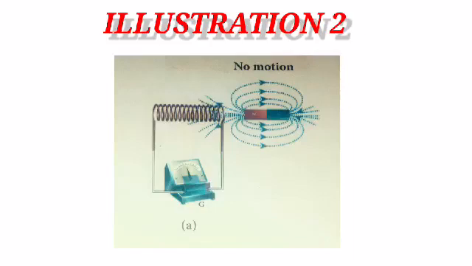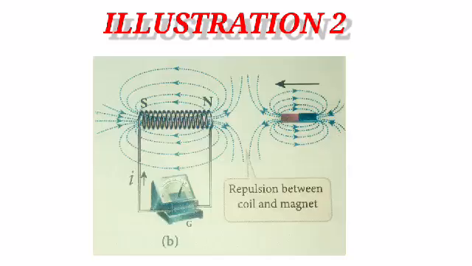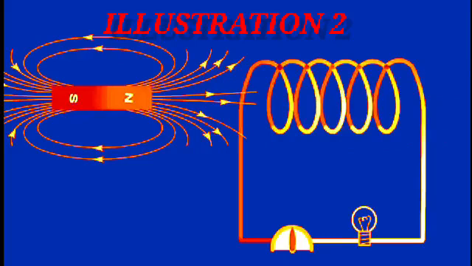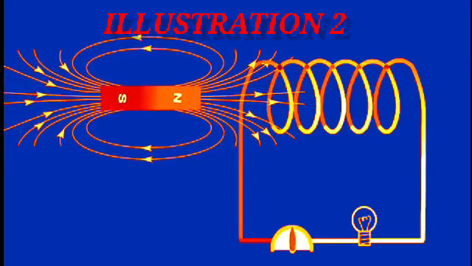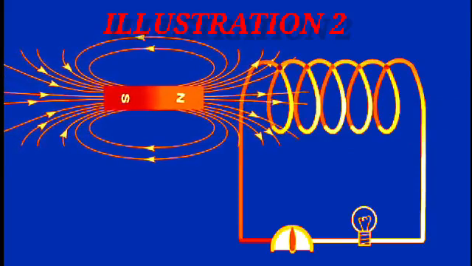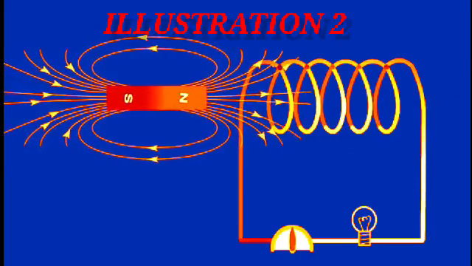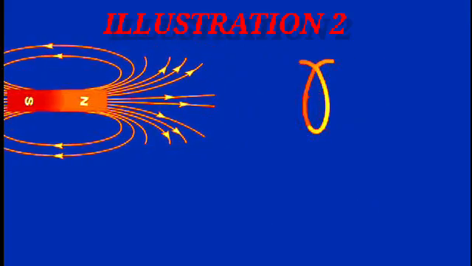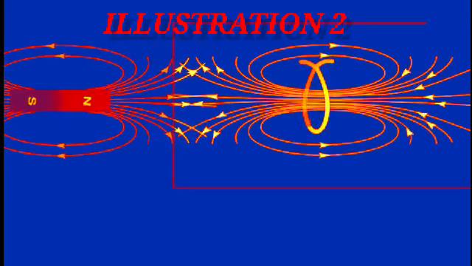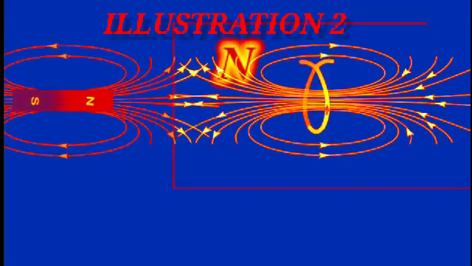Second illustration. Let us move a bar magnet towards the solenoid with its north pole pointing to the solenoid, as shown in figure 4.7b. This motion increases the magnetic flux of the coil, which in turn induces an electric current. Due to the flow of induced current, the coil becomes a magnetic dipole whose two magnetic poles are on either end of the coil.